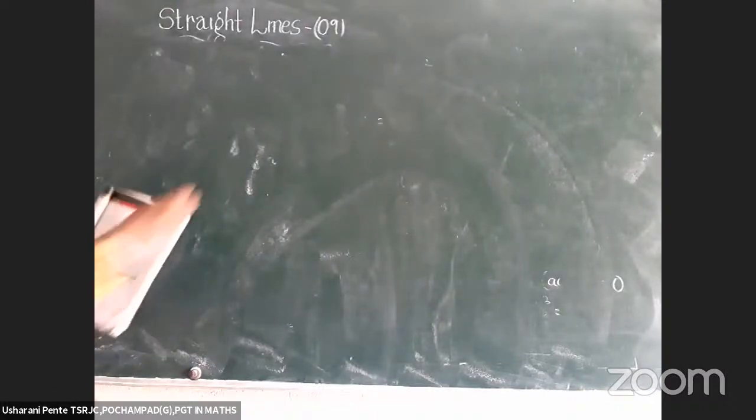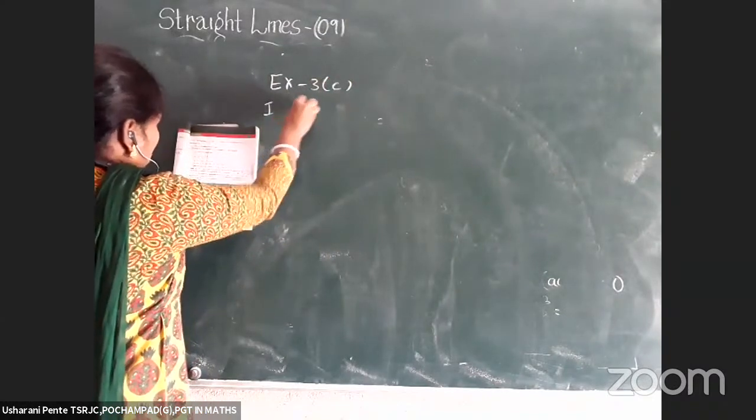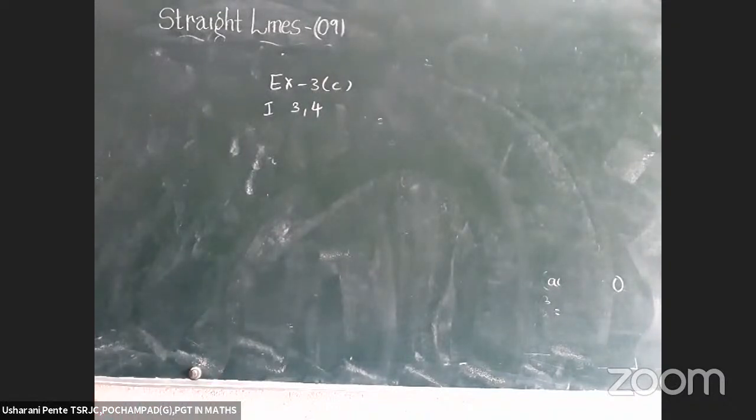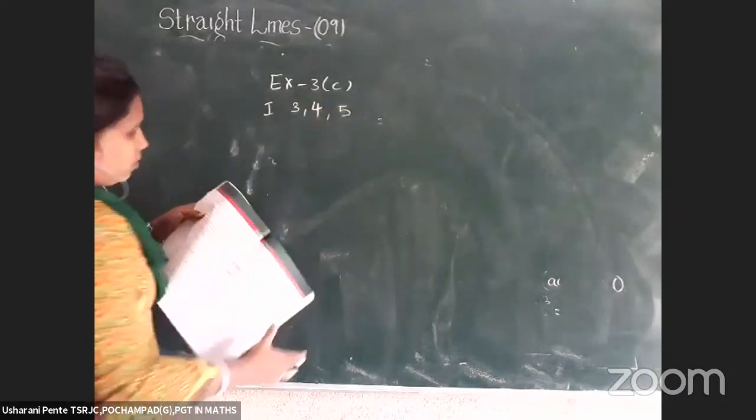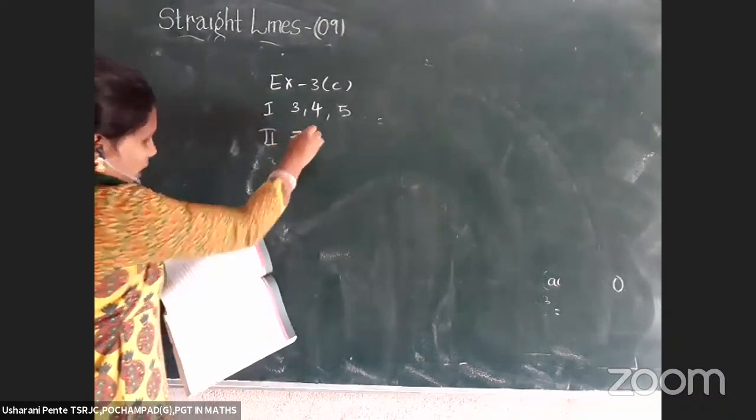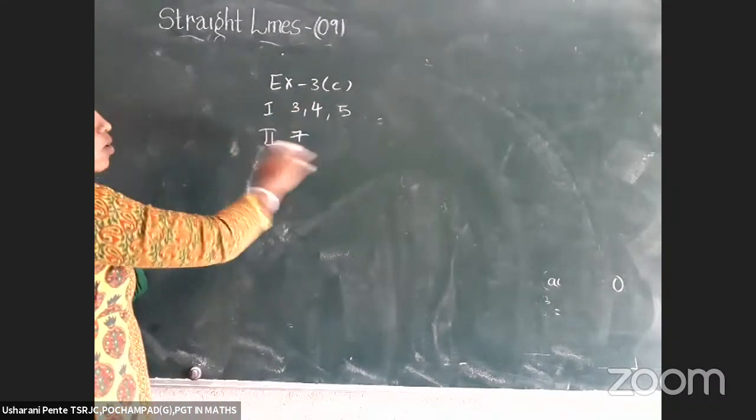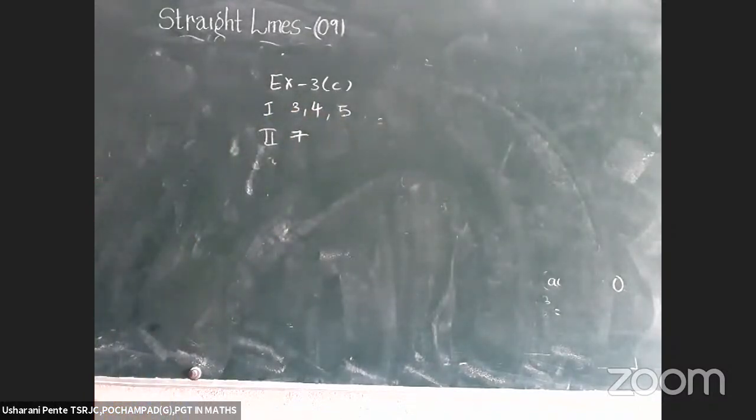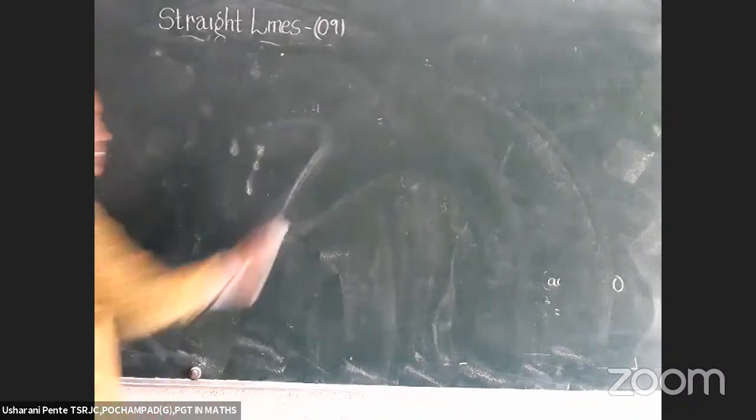So you need to do in exercise 3C, first bit, third problem, fourth one, fifth one, and in second bit, seventh one. So this is your homework. In first bit you have to do 3, 4, 5, and second bit, that is the 7th problem. You need to find the value of P here. You need to find the value of K. Unknown values you need to find.